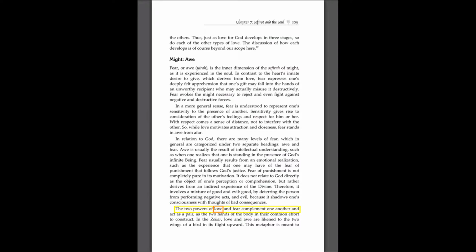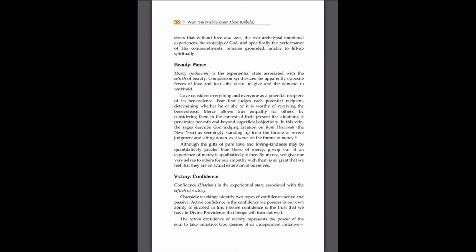The two powers of love and fear complement one another and act as a pair, as the two hands of the body in their common effort to construct. In the Zohar, love and awe are likened to the two wings of a bird in its flight upward. This metaphor is meant to stress that without love and awe, the two archetypal emotional experiences, the worship of God, and specifically the performance of His commandments, remains grounded, unable to lift up spiritually.